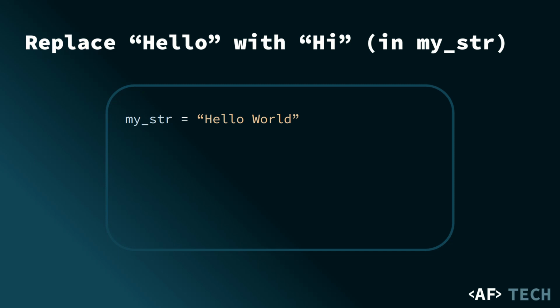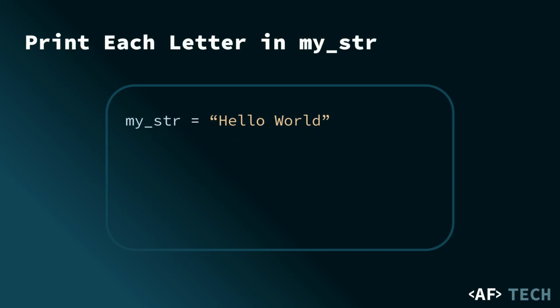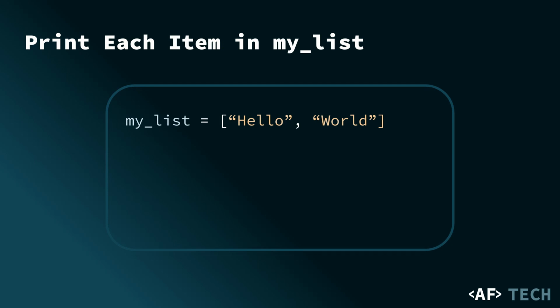Replace hello with hi in my str. You can use the string method .replace, pass in what you're replacing, and then pass in what you're replacing it with. Print each letter in my str. We can use a for loop to do this. For every character in my str, we'll just print the character. Print each item in my list. Similarly, with the last example, we printed every item by using a for loop.